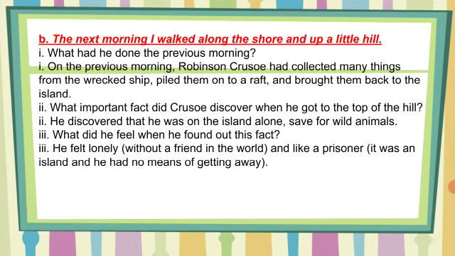What important fact did Crusoe discover when he got to the top of the hill? He discovered that he was on the island alone, save for wild animals. What did he feel when he found out this fact? He felt lonely, without a friend in the world, and like a prisoner. It was an island, and he had no means of getting away.